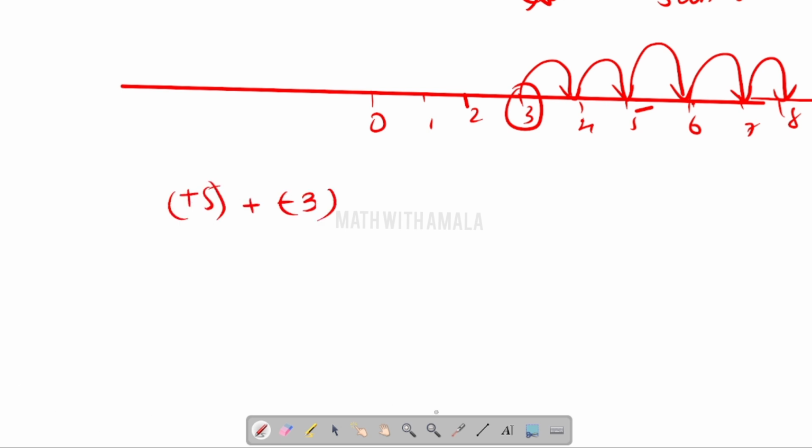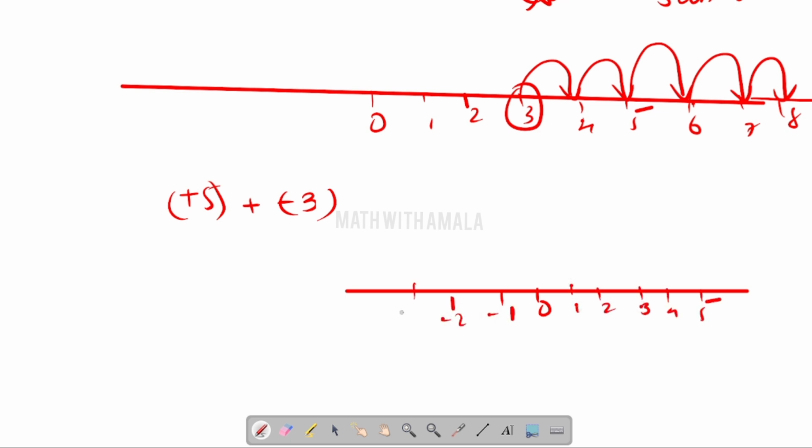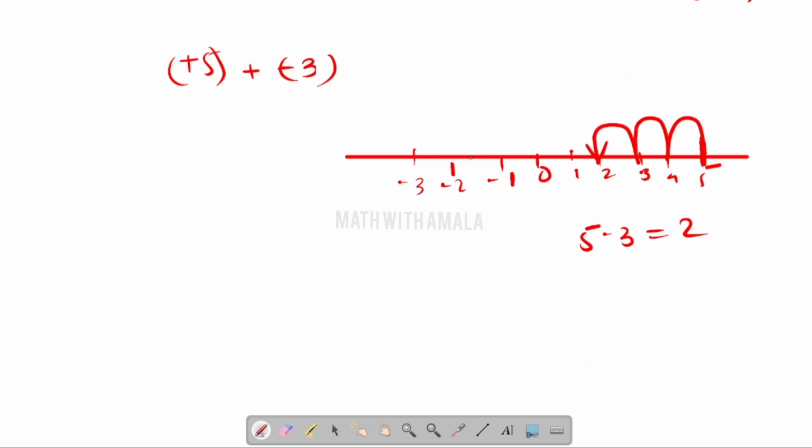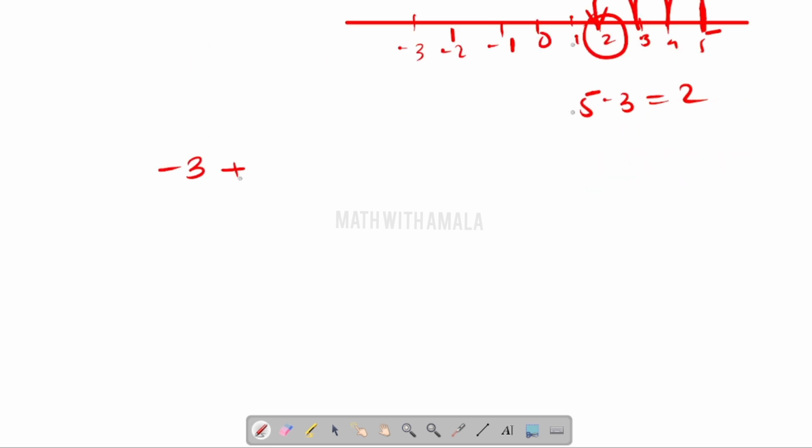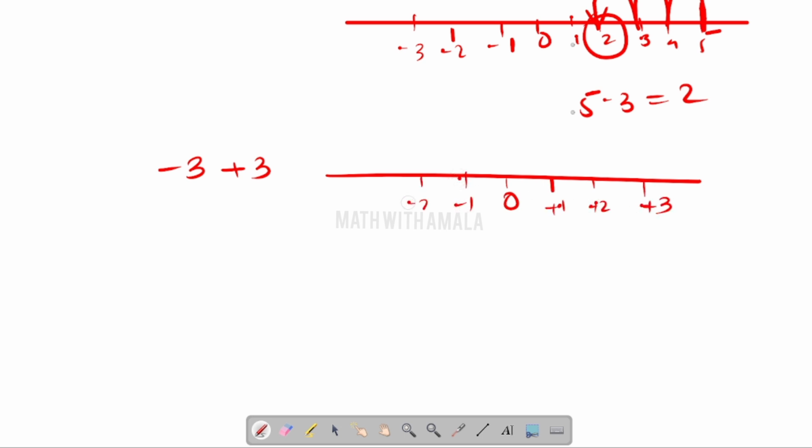Next one, positive 5 plus negative 3. Positive 5 is on the right side, and you have to take minus 3. That means it has a negative sign, so you have to move towards the left. Okay, so depending upon the sign of the second number, you have to move right or left. So 5 minus 3 is equal to 2.